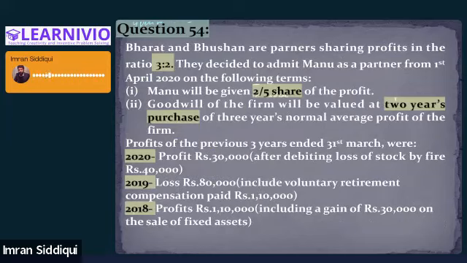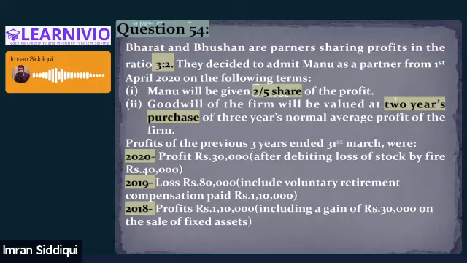Okay. I'll just read this question for you. I want you to try this question on your own. It says, Bharat and Bhushan are two partners sharing profit in the ratio of 3:2. They have decided to admit a new partner, Manu, from 1st of April 2020. The terms of admission for the new partner are given in the question. It says Manu will be given 2/5 share of the profit.